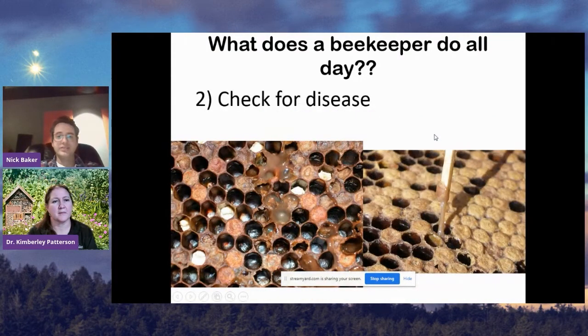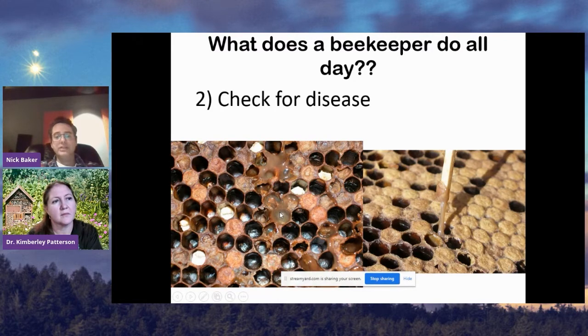We check for diseases. This is a living, breathing organism. And like everywhere, like us, they also get sick. And here, this is what we call chalkbrood. This is actually caused by a fungus spore. And then what we see over here, and in some of these here, this was a very diseased colony. You can see these black, scabby looking things in the back. Well, there's still a little larvae there. And what ends up happening, this is American foulbrood.